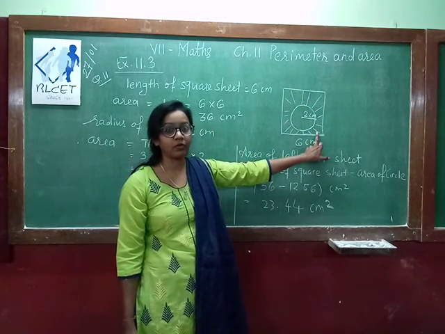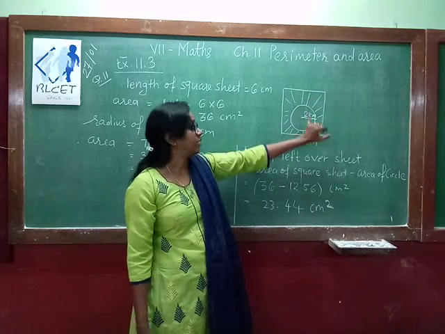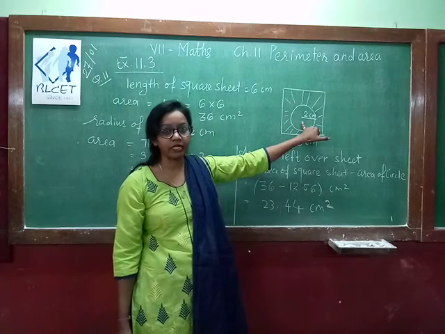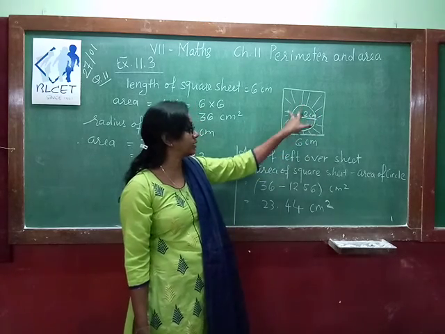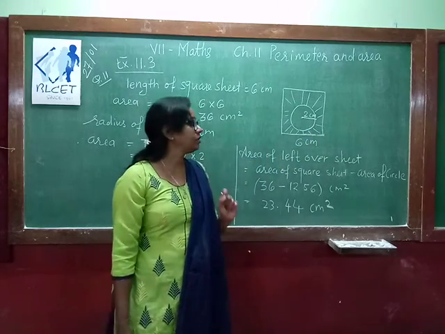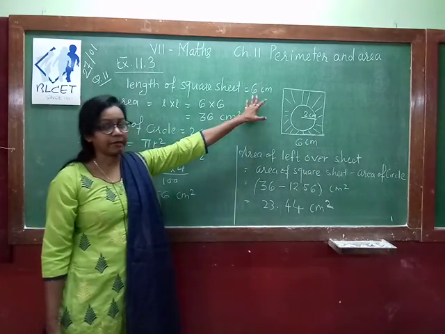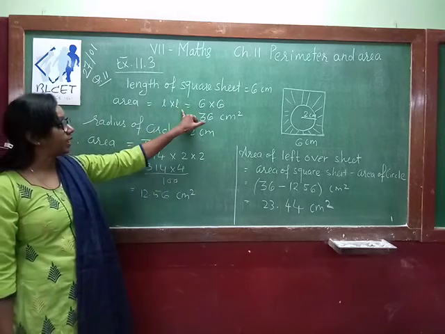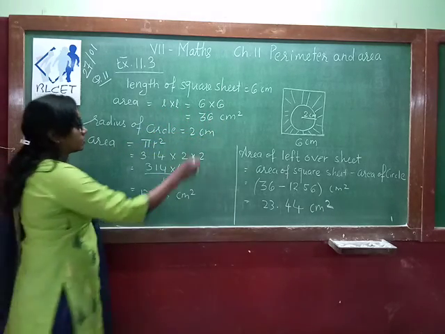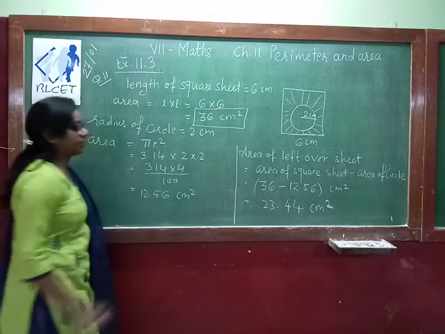So what we have to do? First we will find the total area of the square. Then we find the area of this circle. Then we take the difference so that we get the answer, the leftover aluminium sheet. So what is given? Length 6 cm. So area is L into L, which is 6 into 6, that will give you 36 cm square. So this is the total area of the square aluminium sheet.